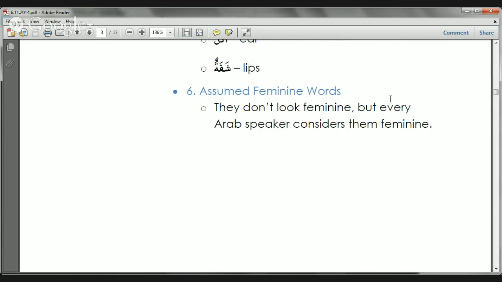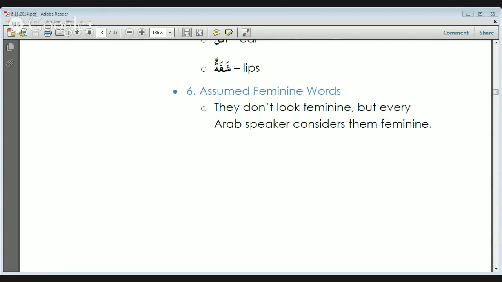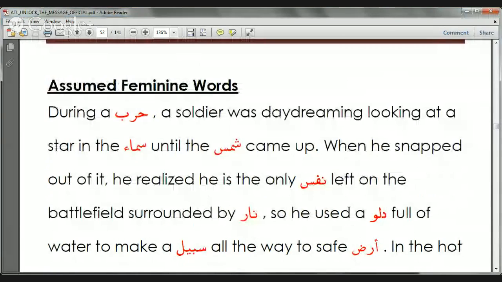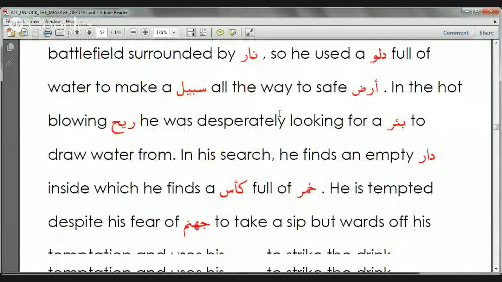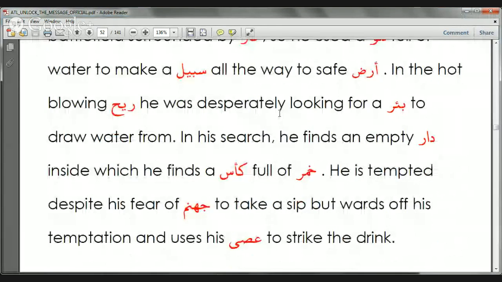Harbun, Shamsun, the whole list on page number, what page was it? 52? Yeah, 52. All these words. Assumed feminine words. Harbun, Sama'un, Shamsun, Nafsun, all of these. They are considered feminine even though they don't have anything to show that they are feminine.